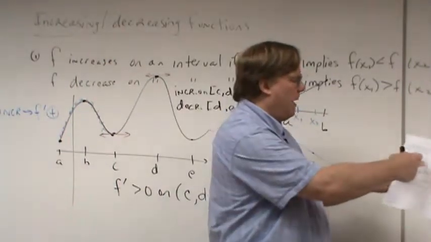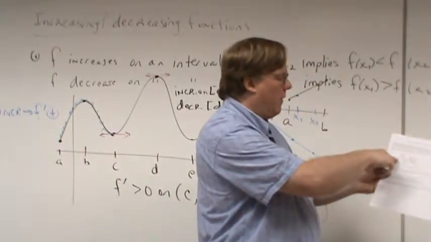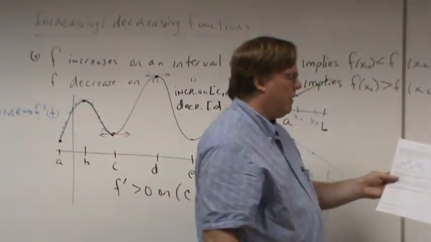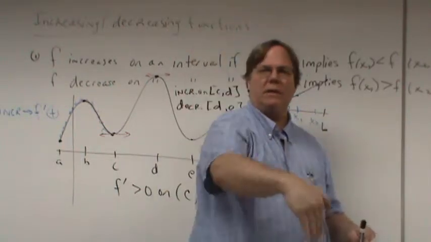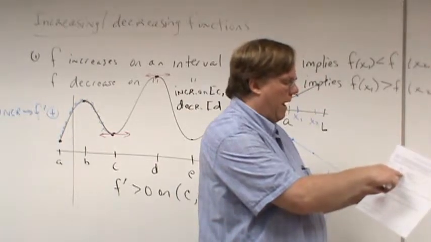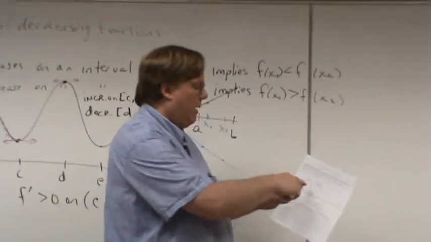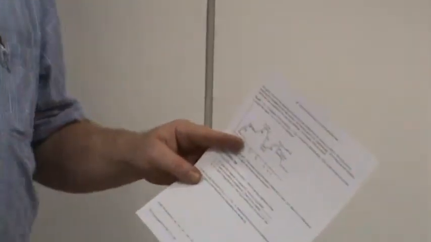Do you notice from my little drawing that if f prime is positive to the left of a critical point and negative to the right of a critical point, you have a relative max because your function is going from increasing to decreasing. But if f prime goes from negative to positive, that is, your function goes from decreasing to increasing, then you have a relative minimum.